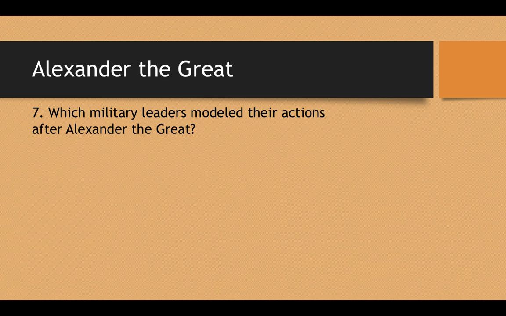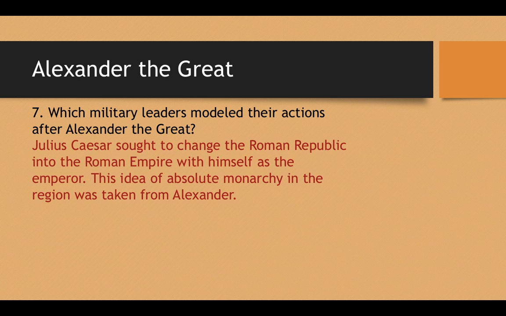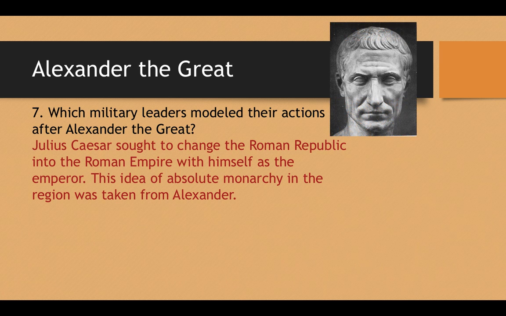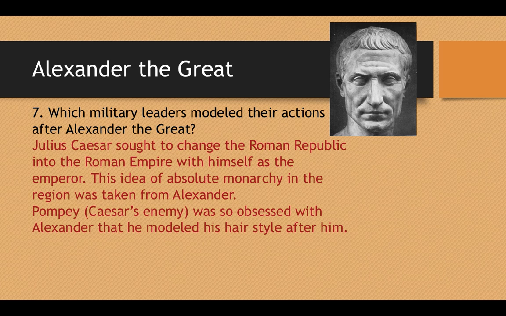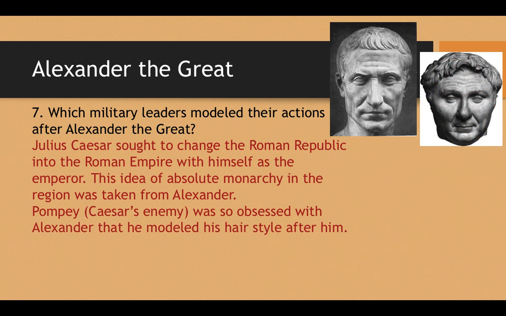2,000 years later. Several military leaders, as I said, modeled their actions after Alexander the Great. For example, Julius Caesar, who we'll talk about in the next video, he sought to change the Roman Republic into the Roman Empire because he didn't like the idea of republics or democracies, which are similar. He wanted to be an absolute monarch like Alexander the Great, and he wanted to be the emperor. And this idea of absolute monarchy in that region was taken directly from Alexander.